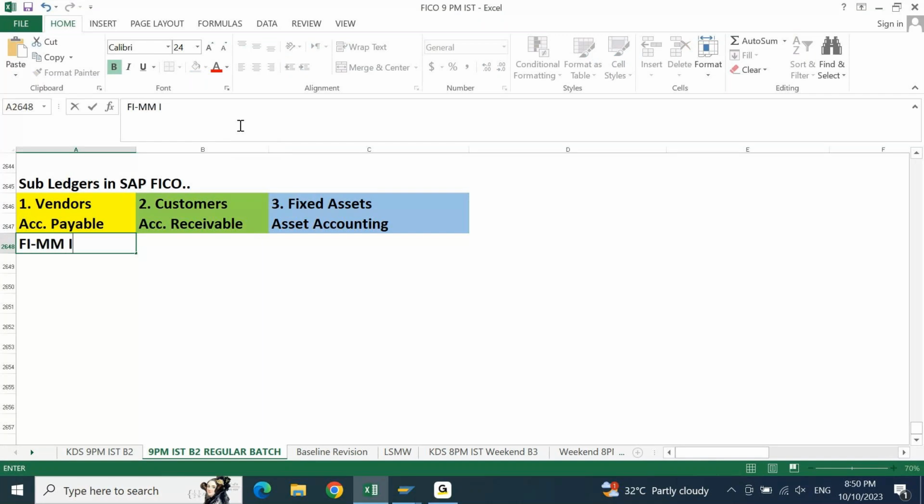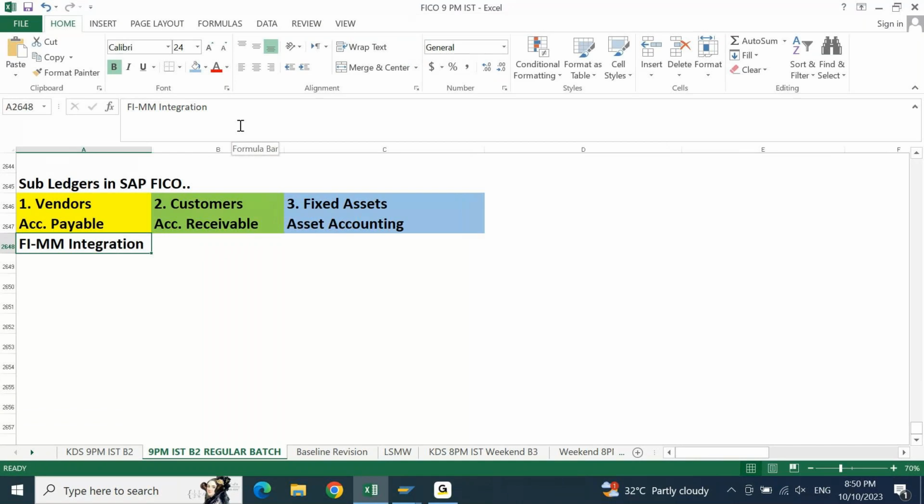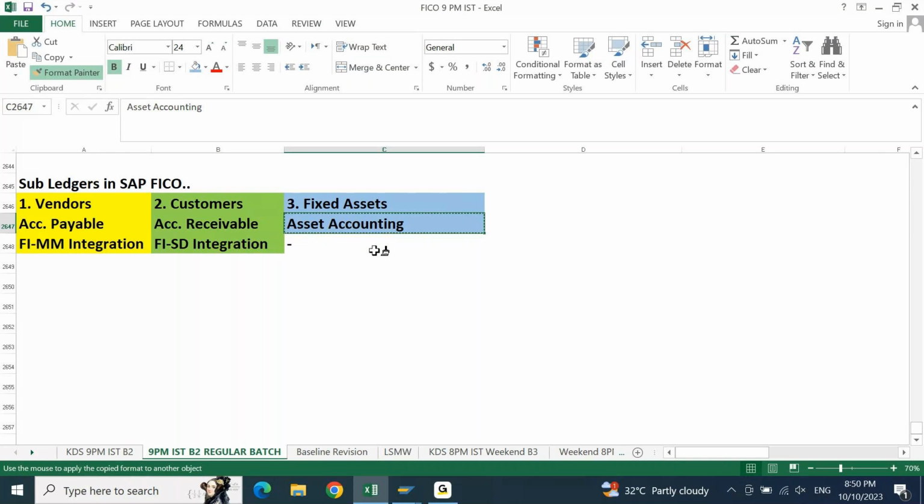Now, when we are talking about vendor, accounts payable, another point we need to understand here is FI-MM integration. And similarly, here we need to understand FI-SD integration. Here there is nothing as such, no integration here. Here I'll put the same.